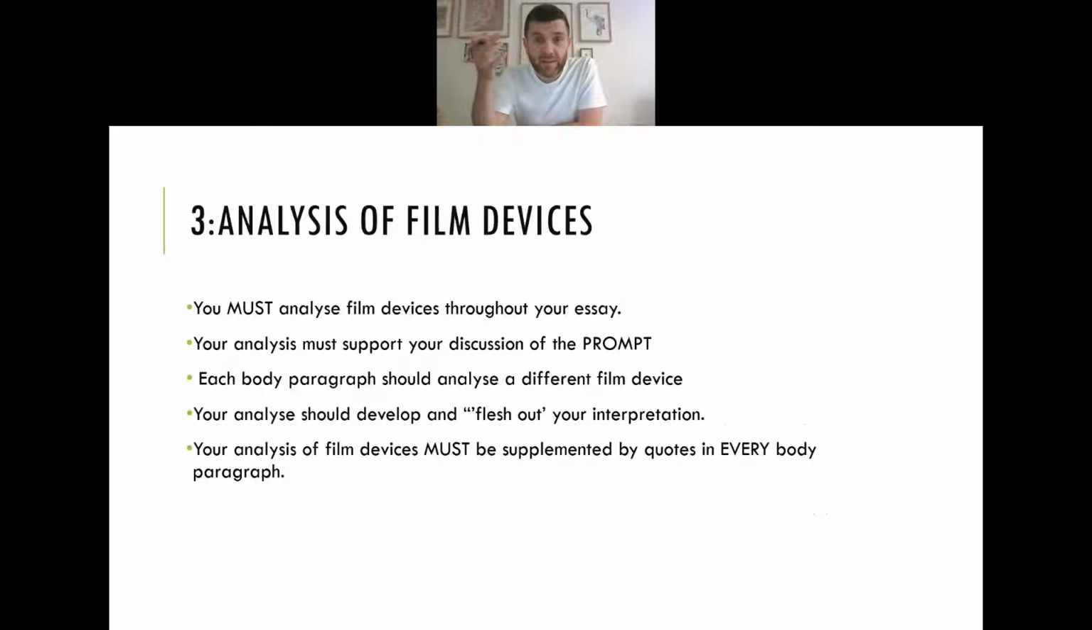So each body paragraph should analyse a film device, with no repetition of film devices, so no camera angle that you're constantly referring back to. Your analysis should develop and flesh out your interpretation, which goes without saying. And lastly, your analysis of film devices must be supplemented by quotes in every body paragraph, and that is quotes that are analysed alongside quotes that are embedded throughout.